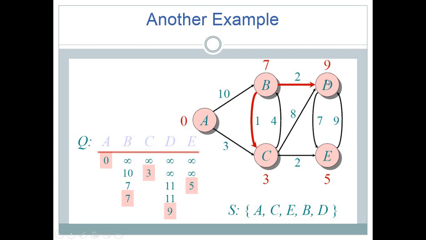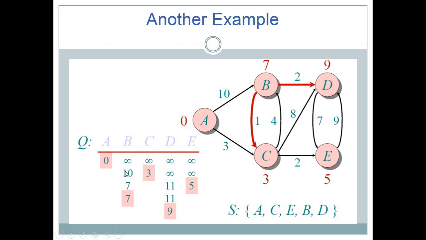With the consideration of 9, we can go from D to E, but the E distance is already available here, so we will not go there, and other nodes are not available in our graph. So this will be the shortest distance from A node to the other nodes.